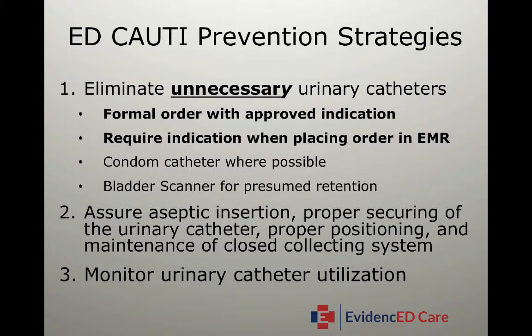Second major area of reducing CAUTIs would be to assure aseptic insertion, proper securing of the urinary catheter, proper positioning, and maintenance of a closed collecting system. We're getting better and better at doing this all the time, and the kit manufacturers are doing a better job of developing these systems and educating our people. And then finally, third, monitoring how well we're doing. Monitoring how well we're following indications and avoiding contraindications, as well as monitoring how well we are actually doing at inserting and maintaining the urinary catheter and the collecting system.